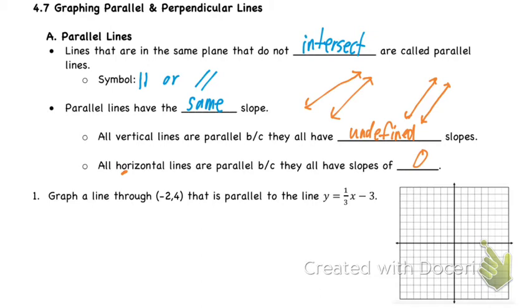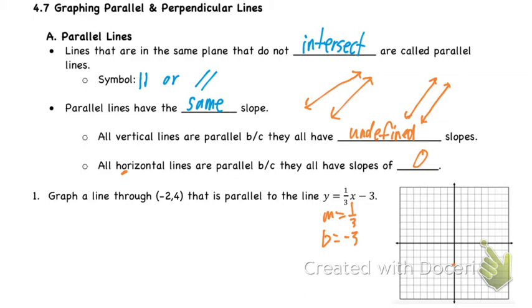Now what we're going to try and do is graph a line through negative 2, 4 that's parallel to the line y equals 1/3 x minus 3. So we have this line y equals 1/3 x minus 3. Well, what's the slope of that line? 1/3. What's the b of that line? Negative 3. And we would begin with b.